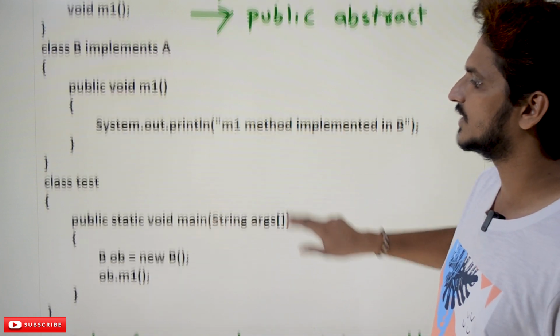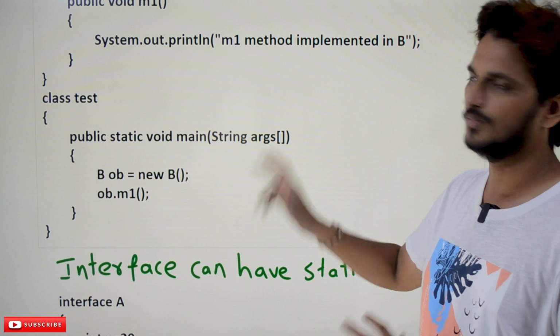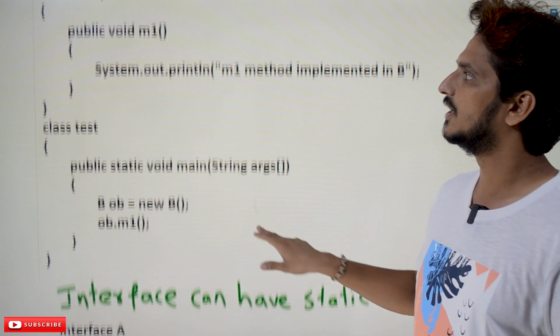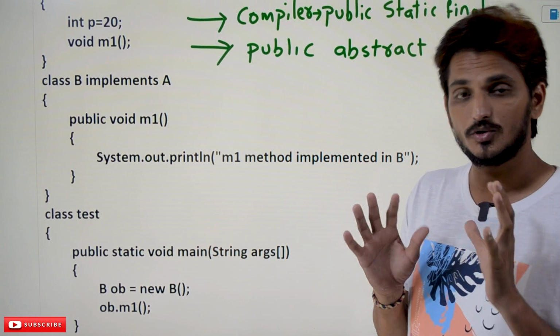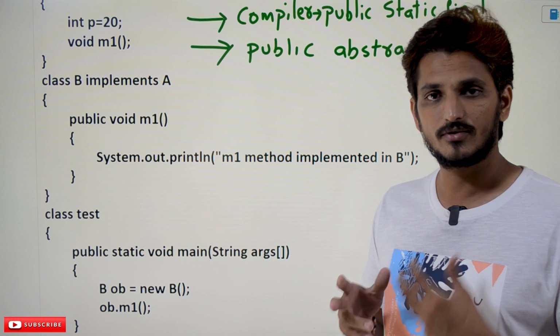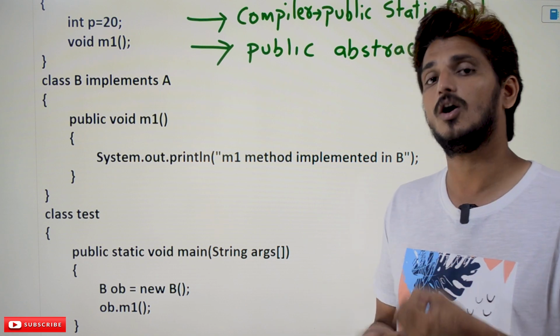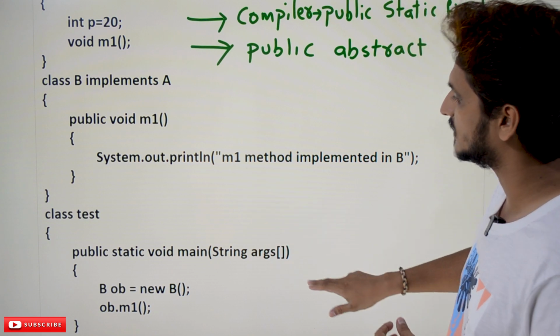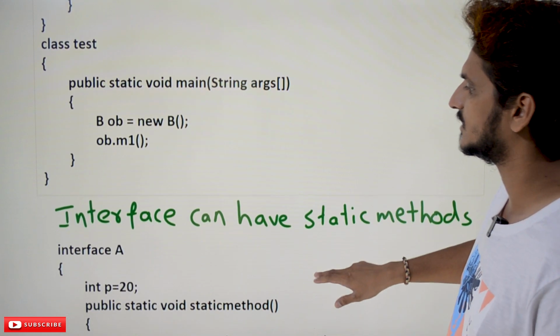We can create an object for that. B ob is equal to new B(). ob.m1(). We can directly call the method. So this is the basic concept you need to understand about interfaces. An interface contains only static constants or abstract methods. Now, step by step, we will understand what we can do using interfaces.